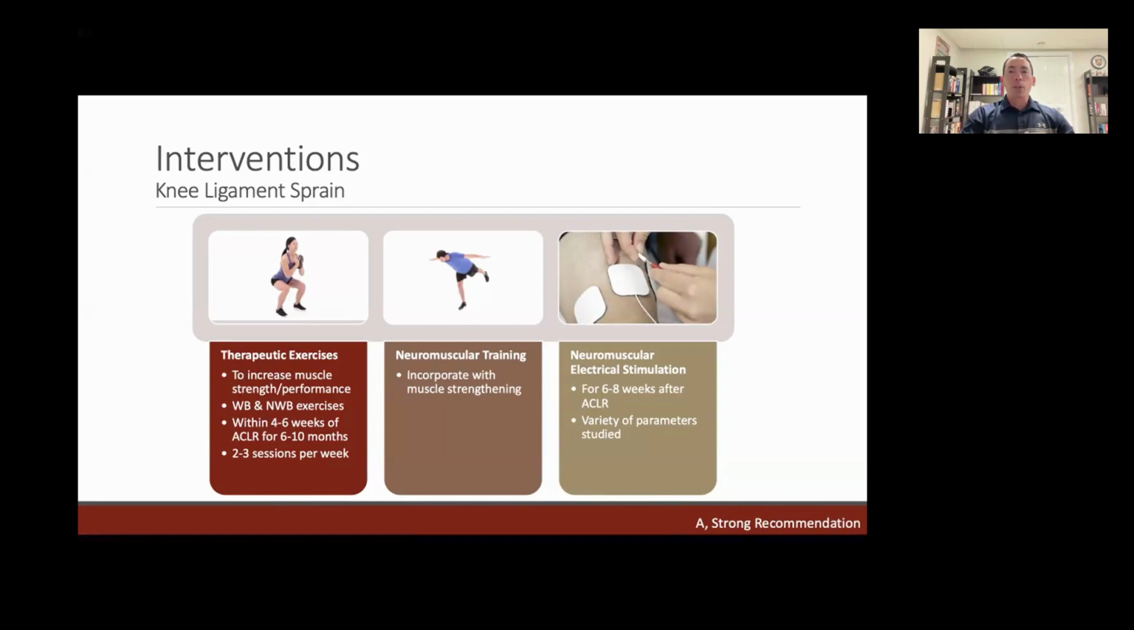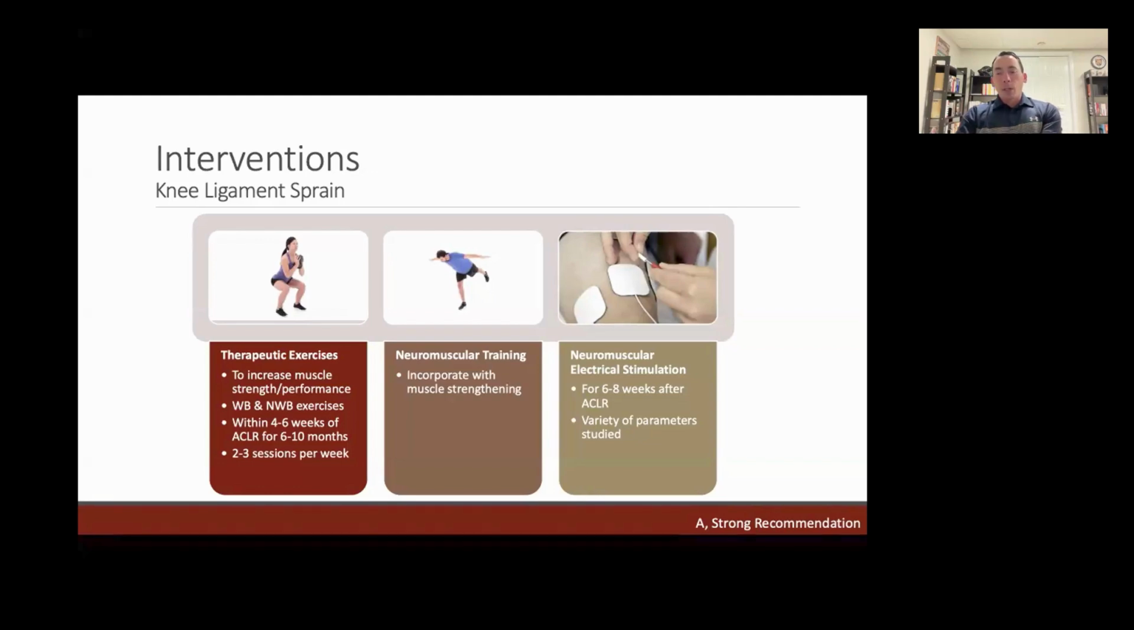So to increase muscle strength and performance after ACL reconstruction, both weight-bearing and non-weight-bearing concentric and eccentric resistance exercises should be started within 4 to 6 weeks. These exercises should be performed 2 to 3 times per week for at least 6 to 10 months postoperatively. If a patient with an ACL tear is treated non-operatively, I think you can use similar recommendations, although that was not included in this guideline. Also not included in this guideline, it's been my experience that patients may need to continue to perform these exercises on their own for even up to 2 years after surgery.